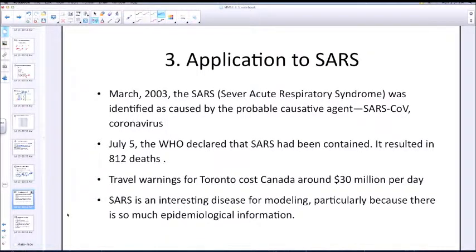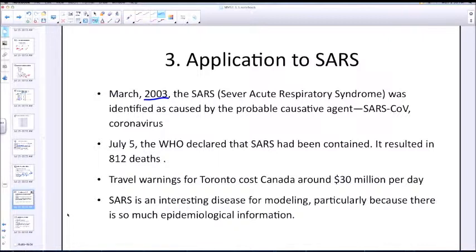Okay, now let's go to a more complicated application, the SARS. Well, if you are around your 20s, you may remember a little bit about this terrible news. In 2003, the SARS broke out from Hong Kong, China, to the whole world, and it stands for Severe Acute Respiratory Syndrome.